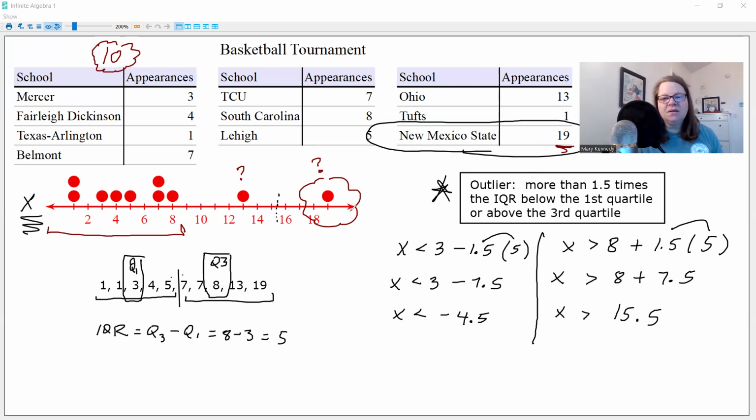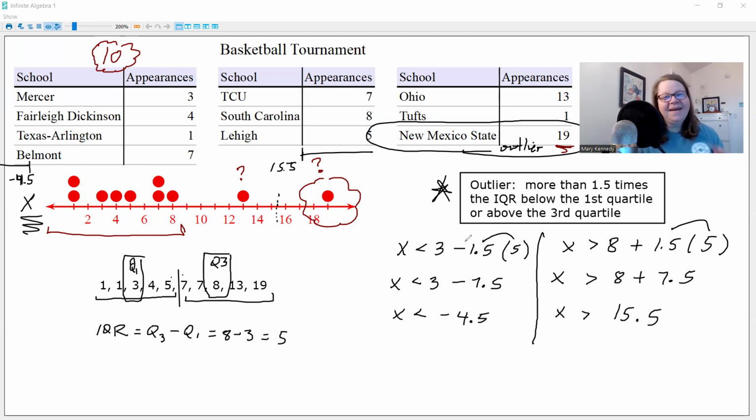So that would be our answer, that this is our outlier. The 13 looks like it is kind of outside, but it's not far enough. 13 is inside of this range, right, from negative 4.5 to positive 15.5. And anything beyond that range on either side would be considered an outlier.